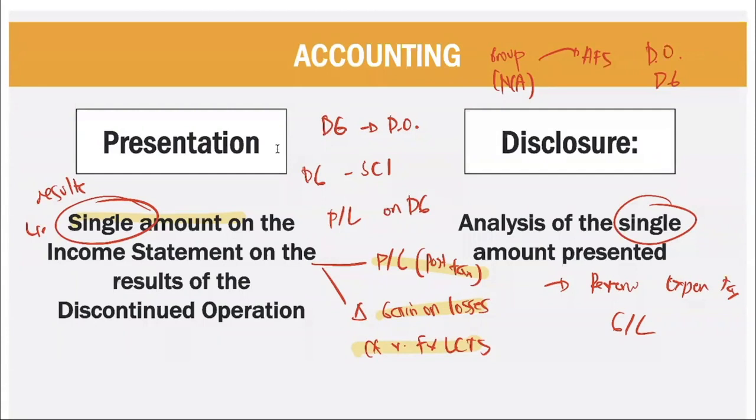How do you still measure it? Whatever is the rule on your measurement applies to them. So, initial and subsequent still carrying amount versus fair value less cost to sell. So that's it for your PFRS 5. We look into the accounting of a non-current asset that is considered held for sale and a group that is now discontinued because it is classified as held for sale.